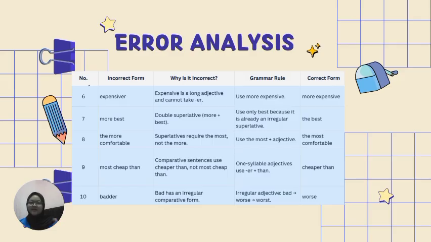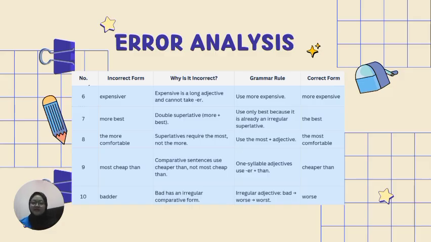The sixth sentence uses "expensiver." The correct form is more expensive. The seventh sentence says "more best," which is another example of a double superlative. The eighth sentence uses "the more comfortable," but it should be "the most comfortable." The ninth sentence says "most cheap than." The correct comparative form is cheaper than.